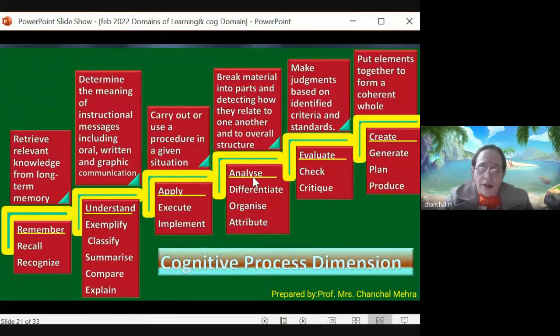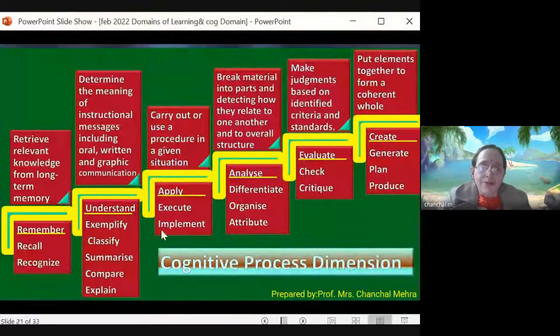Coming to the analysis level, as the term says, analysis means we have to break the material into parts. Anything whole which is available needs to be divided into parts, and then deduce how they relate to one another and to the overall structure. So analysis needs to be done, and we need to teach our students how to carry out the analysis. The behavior which needs to be developed in the student at the analysis level includes that the student must be able to differentiate between the working of two different sorts of machines, or differentiate between two things based upon the parameters that are available, or they need to organize, or they need to attribute. So such behavior needs to be developed in the students.